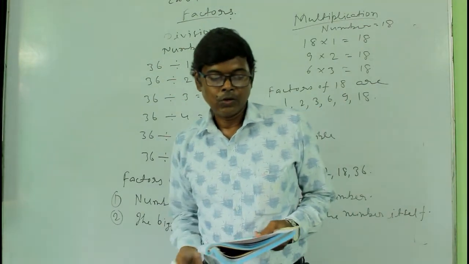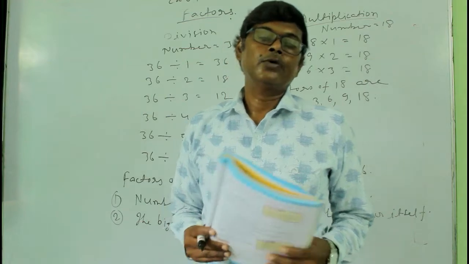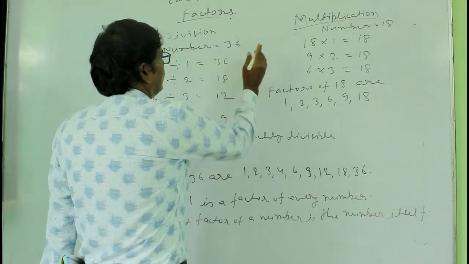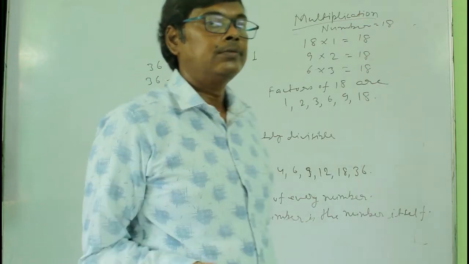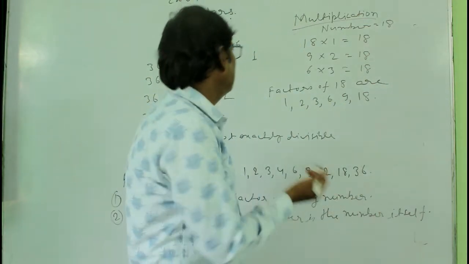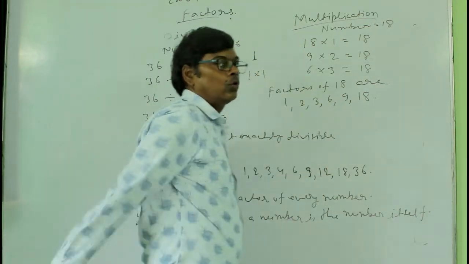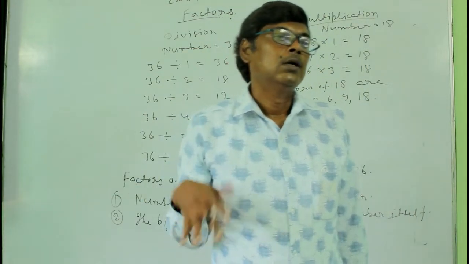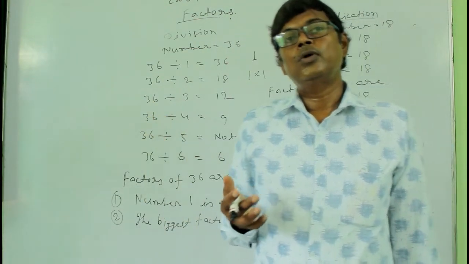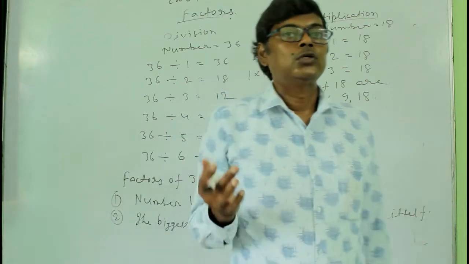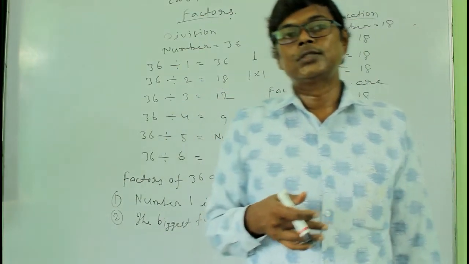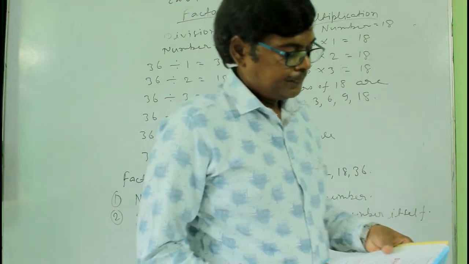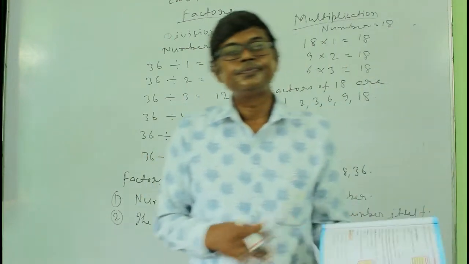And number 1 is the only number which has only one factor. Okay, 1, a special number here. 1 has only one factor, because you can write 1 as 1 into 1 only. So 1 has only one factor, and all the other numbers have 2 or more than 2 factors. But 1 has only one factor. Remember this.